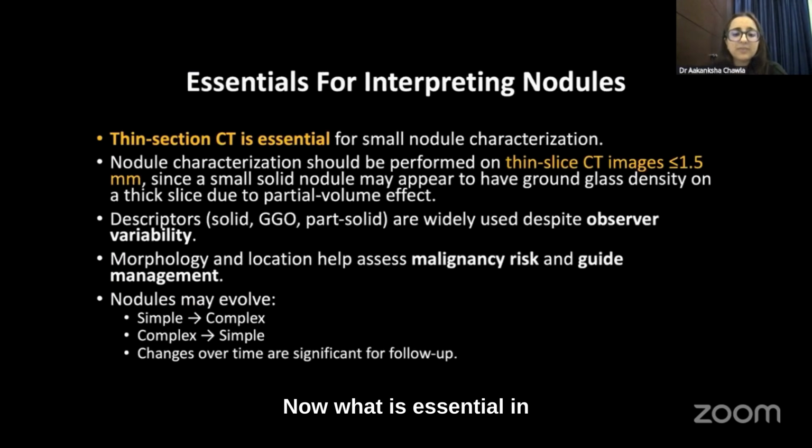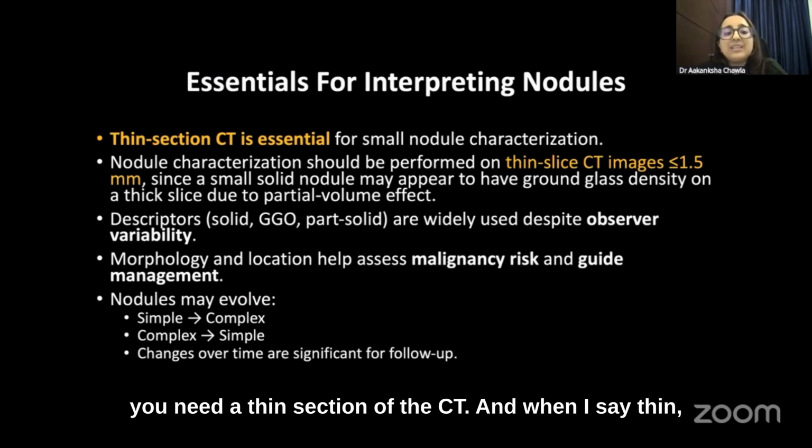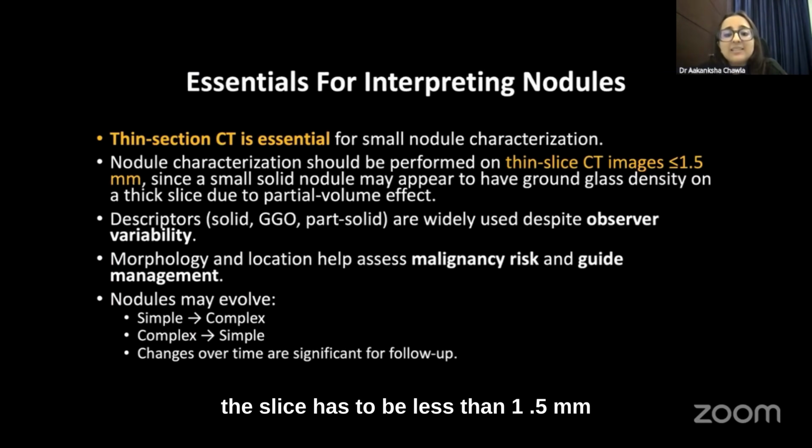near the pleura. Now, what is essential in interpreting a nodule? You need to remember that for a small nodule characterization, you need a thin section of the CT. And when I say thin, the slice has to be less than 1.5 mm, because a small solid nodule may appear to have ground glass density on a thick slice due to partial volume effect. Apart from this, the thin slice CT, we've talked about the descriptors which are used like solid, part solid, or ground glass. It'll also depend upon the morphology to help assess the risk. And nodules can evolve over time from simple to complex, complex to simple.